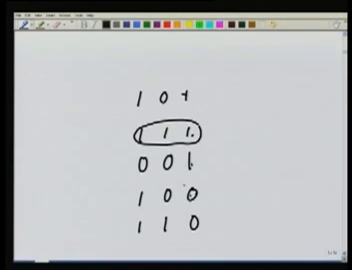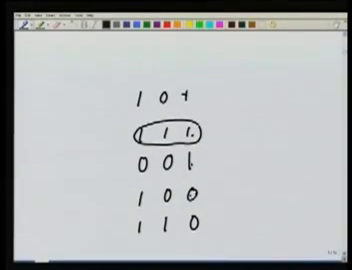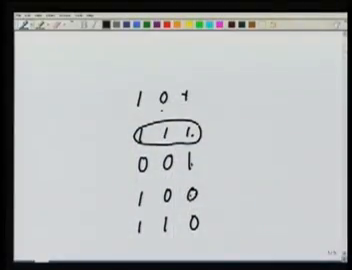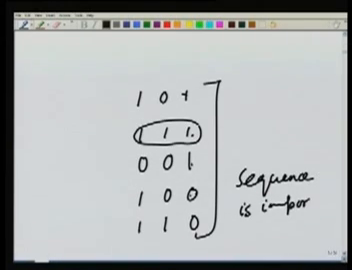Imagine there is a display board, and I want to display this pattern first, this pattern second, this pattern third, fourth, fifth, and rotate clockwise. So, in that sense, the sequence is important here. In this case, sequence is important.